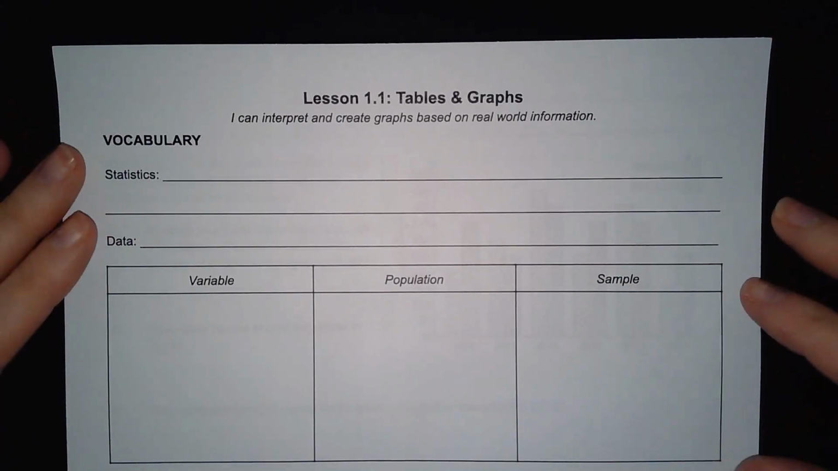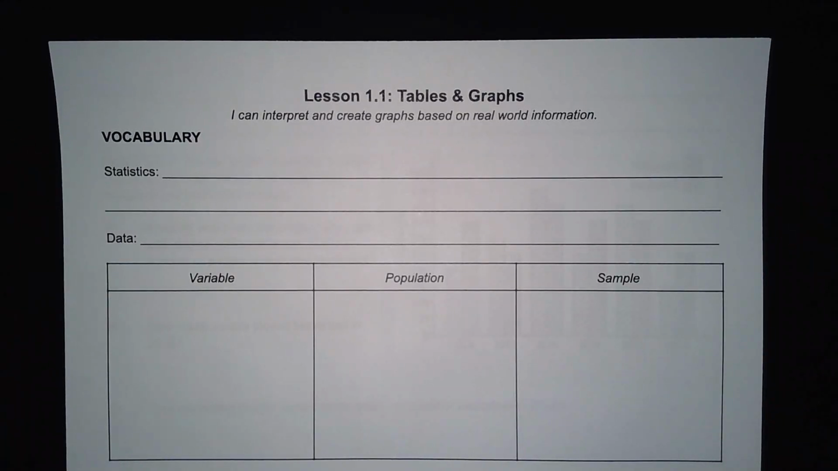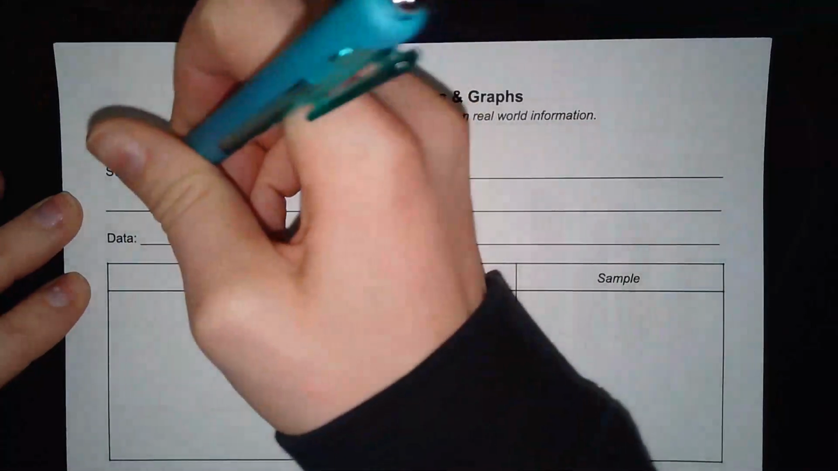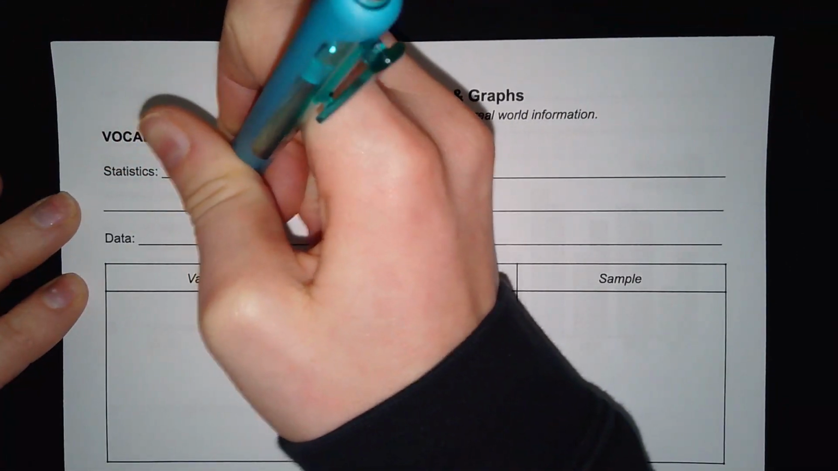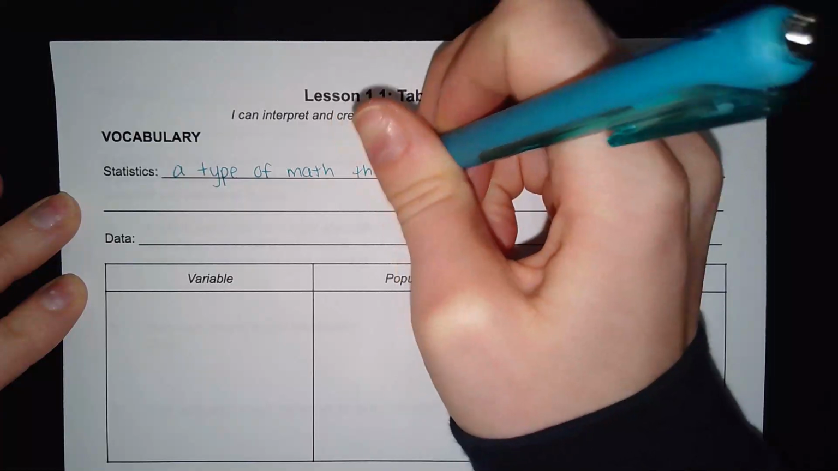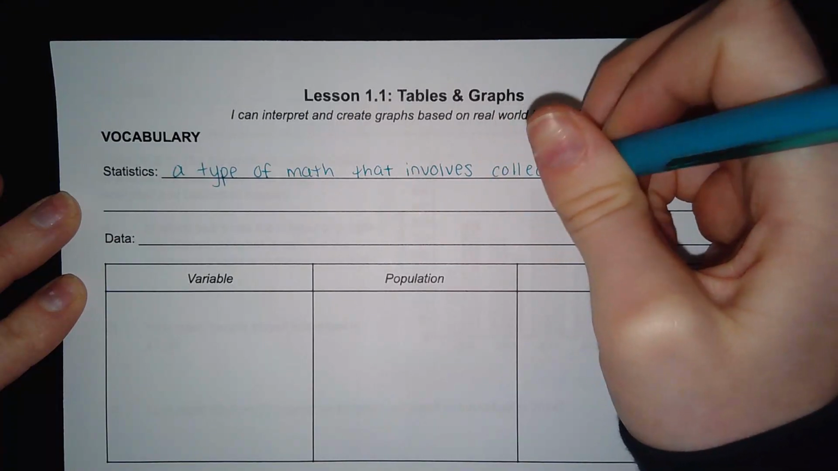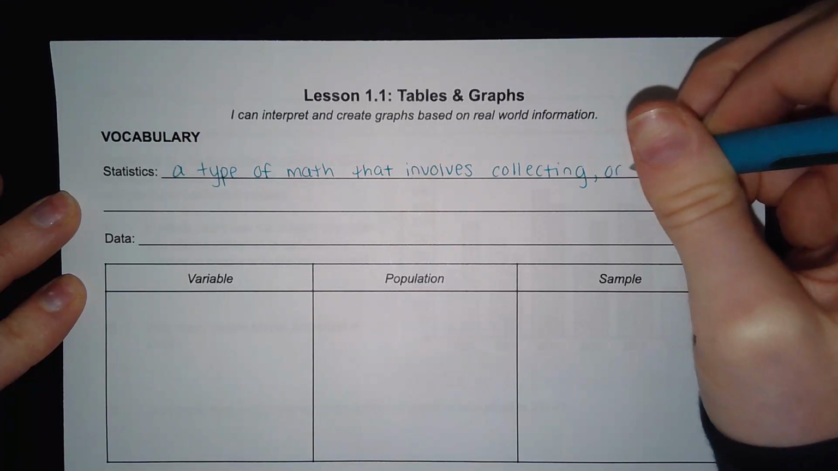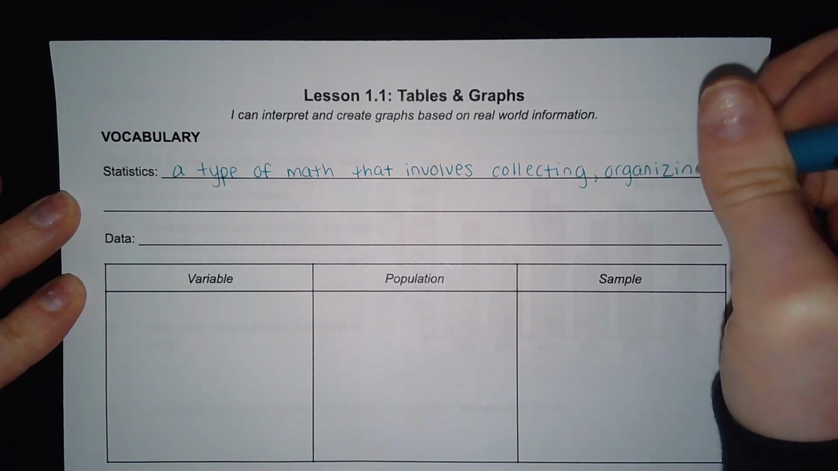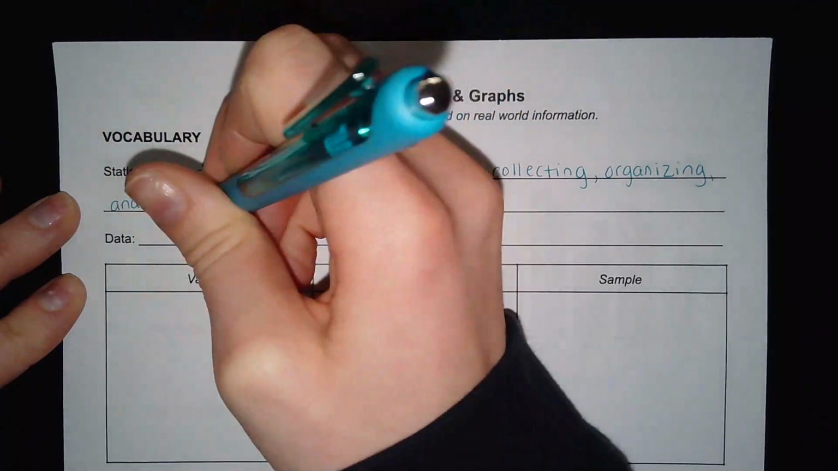First, though, we do want to talk about a few vocabulary words that help us set a foundation for the work that we're going to do in statistics. So since we're spending a chapter learning about statistics, statistics is a type of math that involves collecting, organizing, analyzing, and interpreting information.